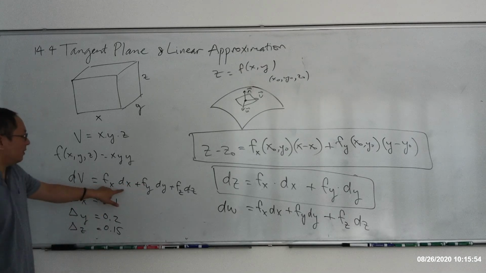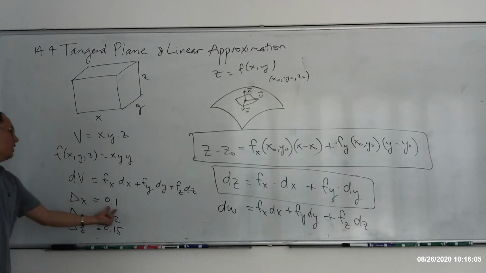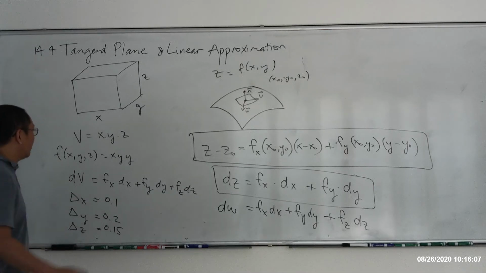Okay? d here means little change. Okay? But in reality, we cannot calculate d, so we use the notation of delta. So delta x, delta y, delta z mean the change. And this is pretty small. Okay? So what is fx in here?